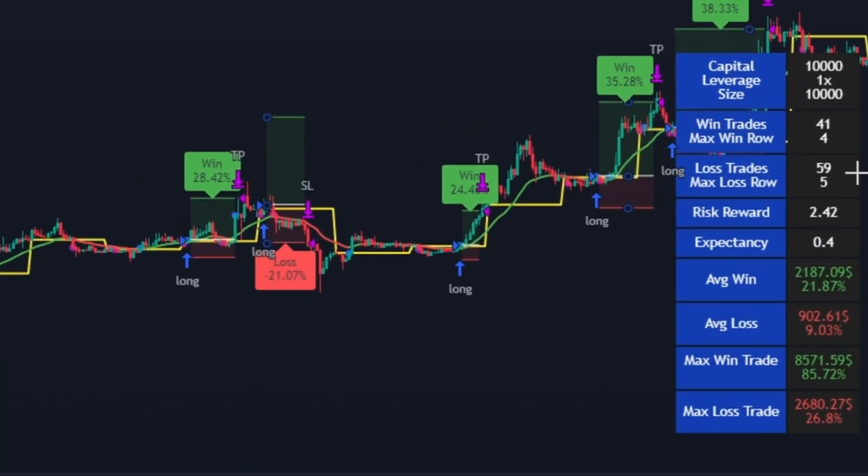Max win row 4, max loss row 5, but overall a max loss row of 5 is not so high, considering that we have an average risk reward of 2.42, which is quite interesting. Expectancy 0.4, average win 21.8%, average loss 9%, max win trade 85%, so cool, and max loss trade 26%.